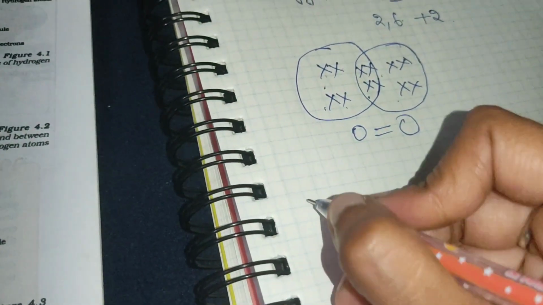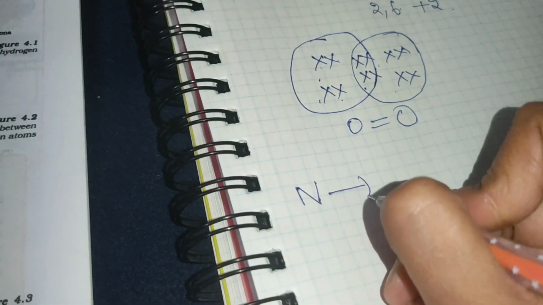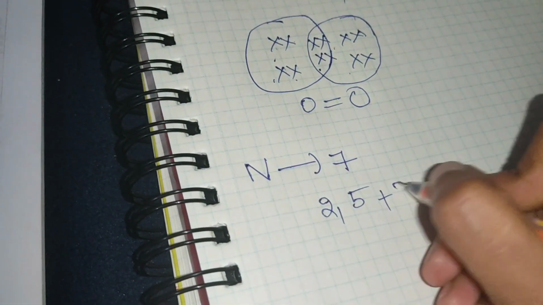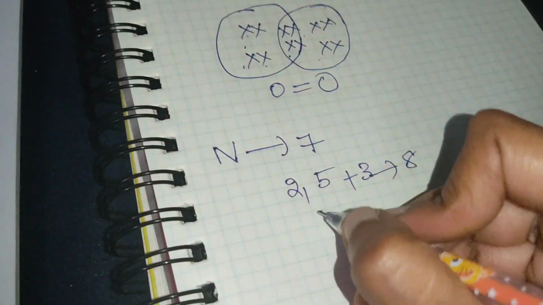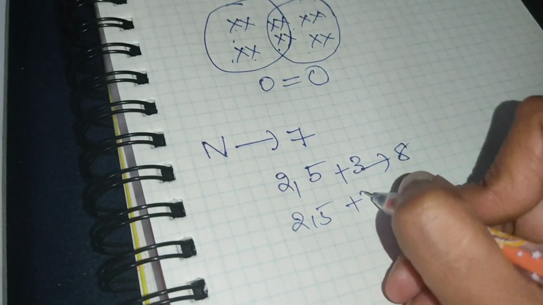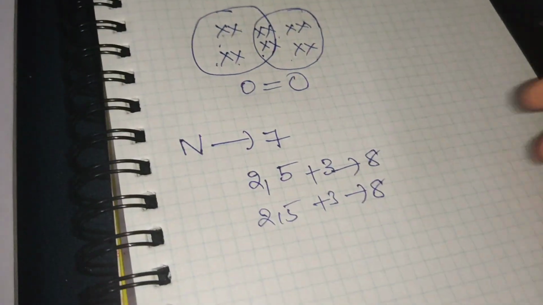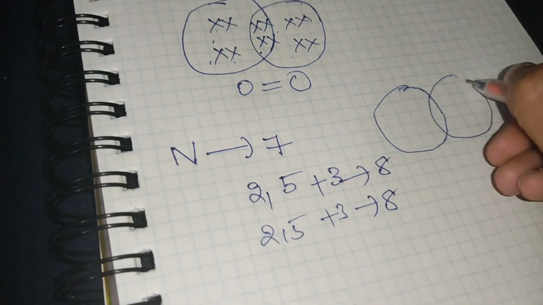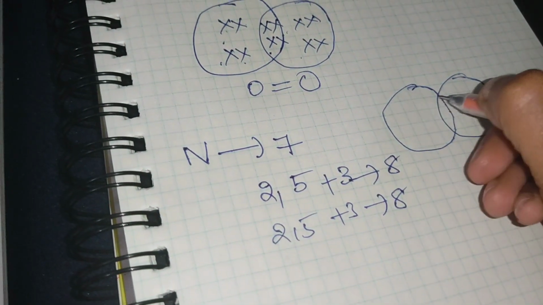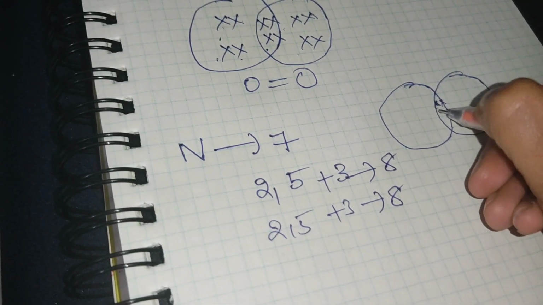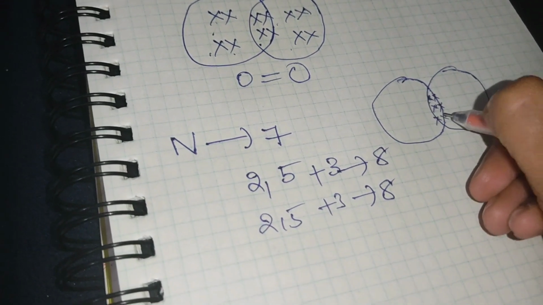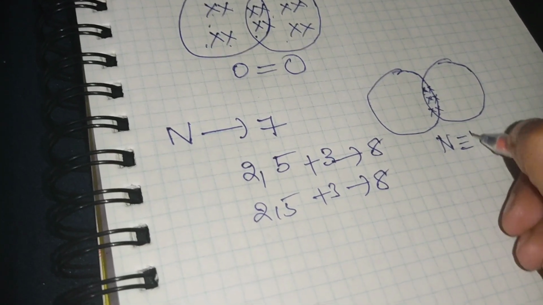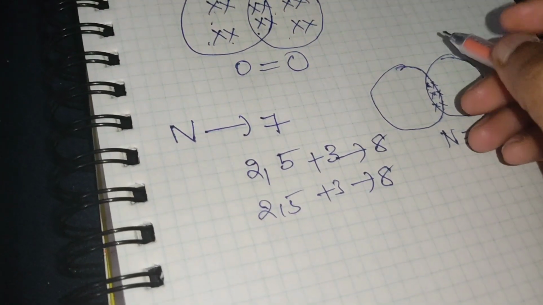And one more, nitrogen. Let's see nitrogen. Its atomic number is 7. So 2, 5. It wants 3 to become an 8 octet structure. One more also wants 3. So 3 pairs of electrons it can share. We will write 2 nitrogens combined together, and they are sharing 1, 2, 3, 4, 5, 6. So it means 3 pairs they are sharing. So triple bond, N. Yes?